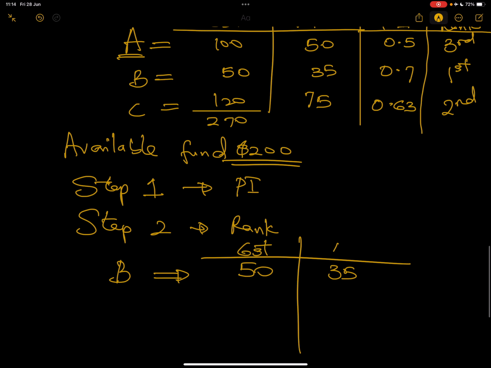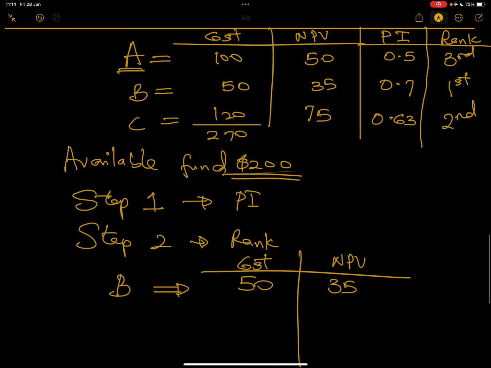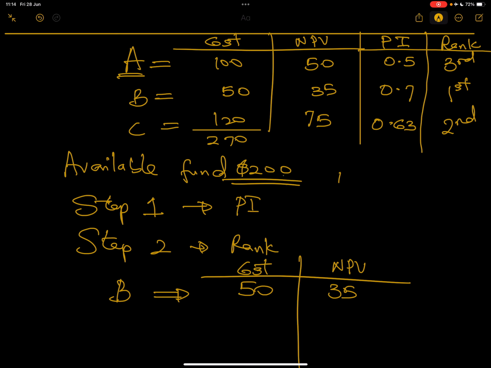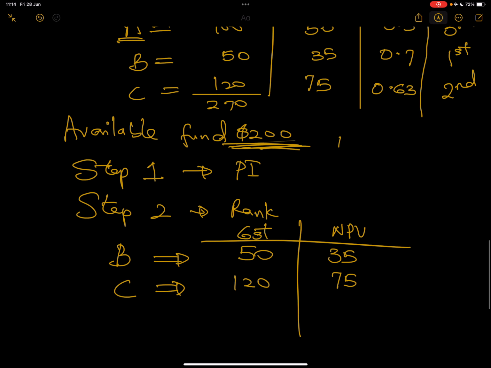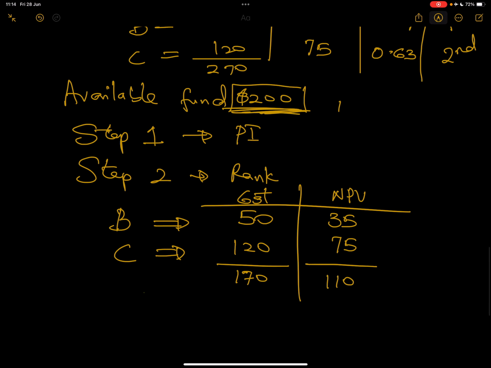Cost NPV. We'll still have about 150 left because we have 200. So out of 150, we can still do C, which will cost 120, and we have NPV of 75. So which means we'll have spent a total of 170, and we would have made NPV of 110.